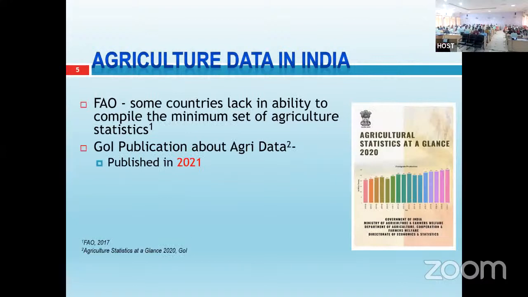So let's look at how the Government of India does it. How many of you have seen this in your classes? I don't know, because I was not taught this. Only when you do research do you find these kinds of statistics and the lag in the statistics. For example, the agricultural statistics is a big book, which is still at 2020, but published only in 2021. So what is the issue? The FAO says some countries lack the ability to compile the new set of data, and the Government of India publication Agri Data was published in 2021.